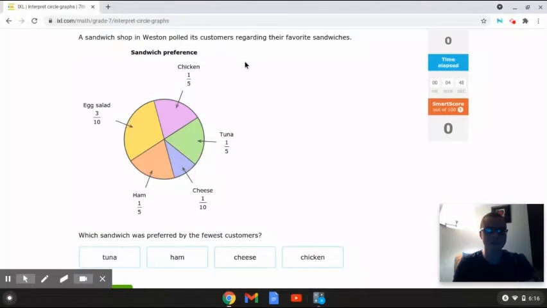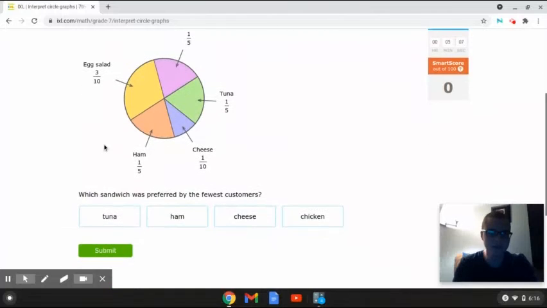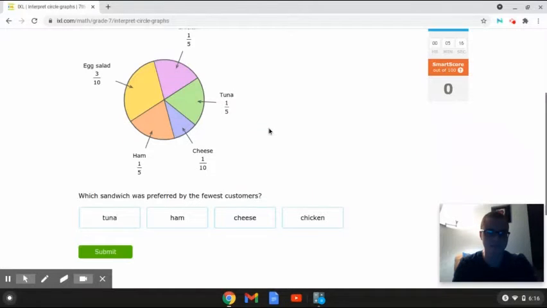Okay, so this next problem reads, a sandwich shop in Weston polled its customers regarding their favorite sandwiches. All right, so this circle graph is showing us the sandwich preference. And if we look, chicken has 1/5, tuna has 1/5, cheese has 1/10, ham has 1/5, and egg salad has 3/10. And this question is asking, which sandwich was preferred by the fewest customers? And the answer choices are tuna, ham, cheese, or chicken.